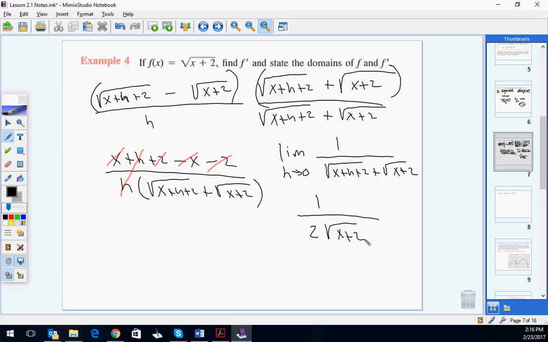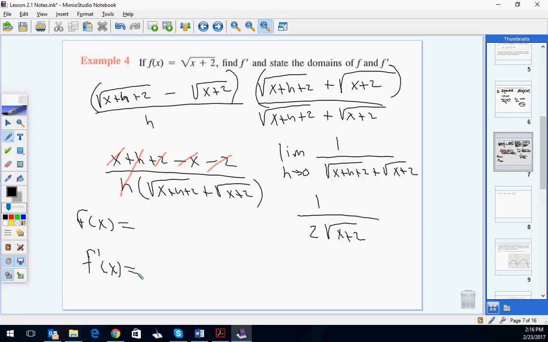Okay. So really quickly, the domains. The f of x domain versus the f prime domain. How did you get that answer? Here. So are you good to here? Yep. So I put a 0 in for h, so that's pretty much gone. And then I got 2 of them.